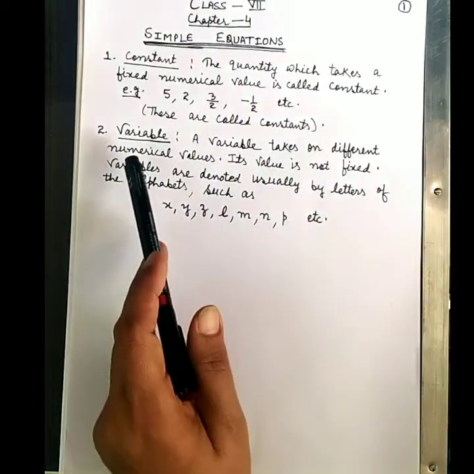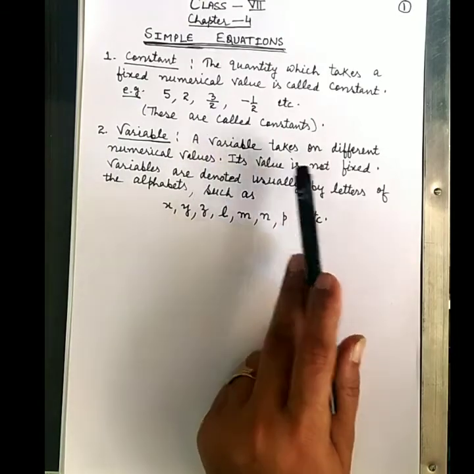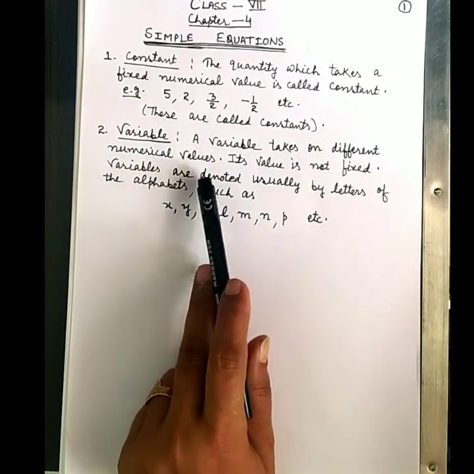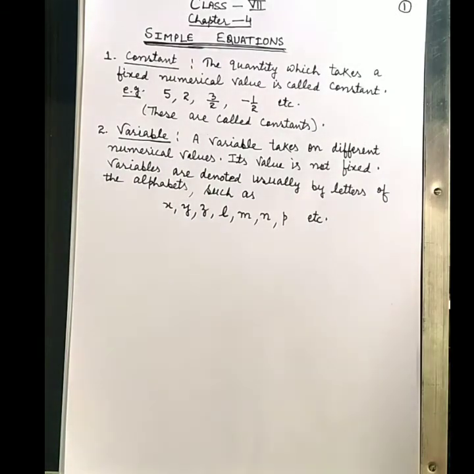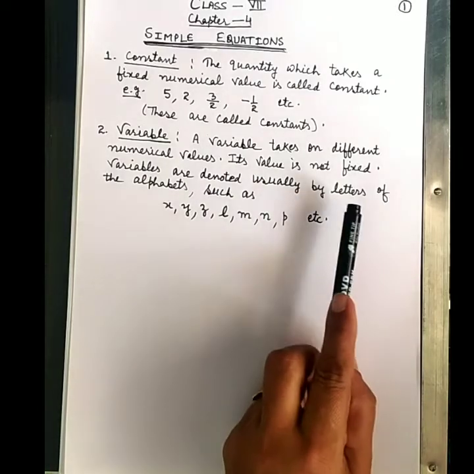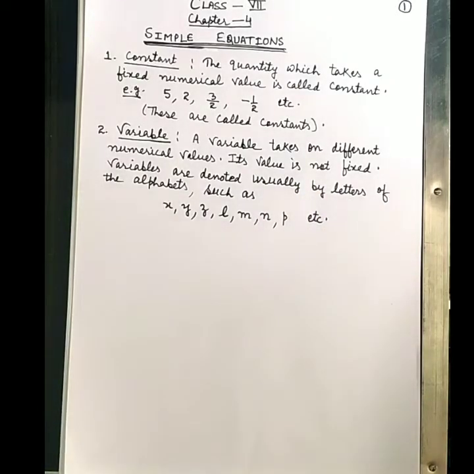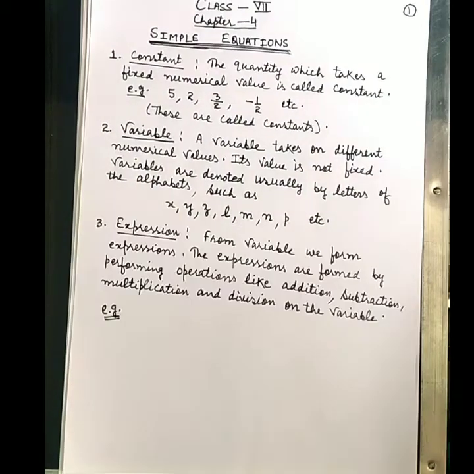Second point, variable. A variable takes on different numerical values. Variable is that thing which varies, which changes. Its value is not fixed. They are denoted usually by the English alphabet x, y, z, l, m, n, p, etc. It may be any alphabet. Is it clear? These you have studied in class 6.